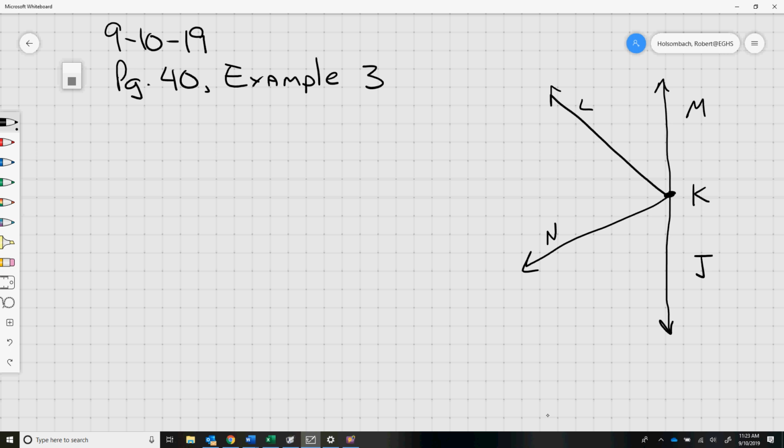And then it says that KN bisects JKL. So they're telling you that these two angles are congruent to each other. And that needs to go in your drawing. And then they're giving you some information. They say that if JKN, which is this angle right here, from J to K to N, is 8x minus 13, and NKL, from N to K to L, is 6x plus 11. That's your given information. They're asking you to find the measure of JKN. So you want the measure of angle JKN.